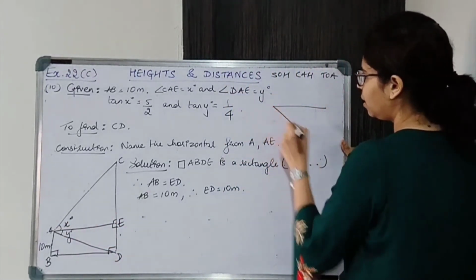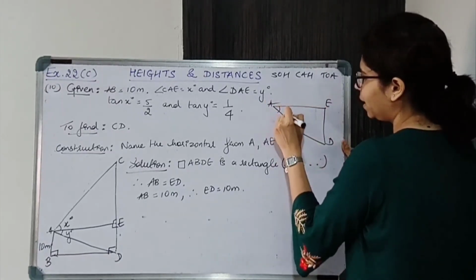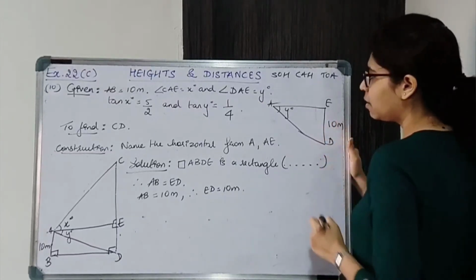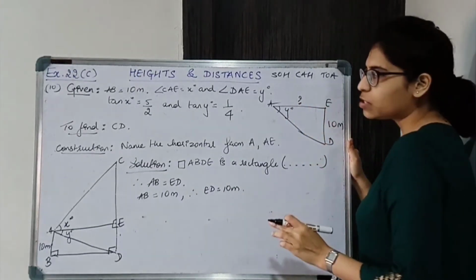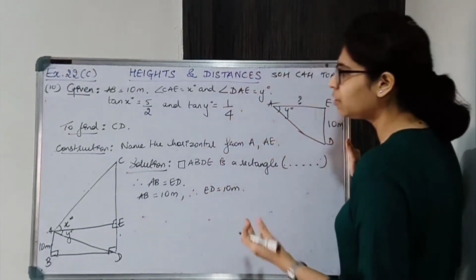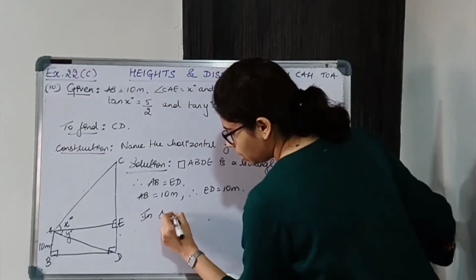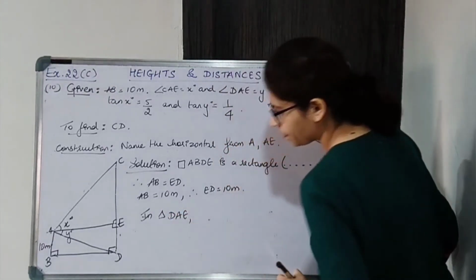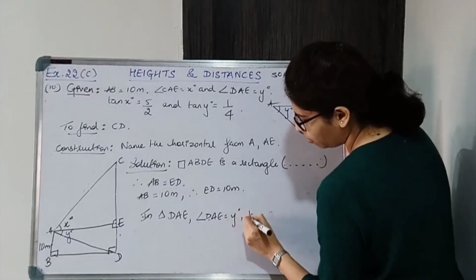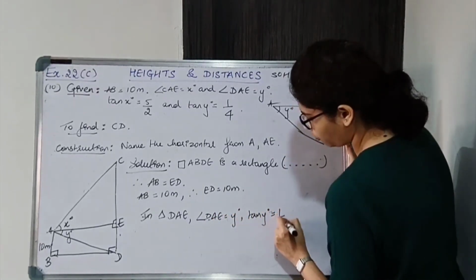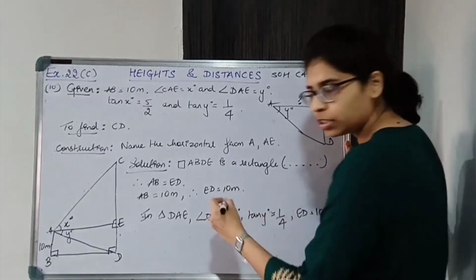So triangle DAE, there is angle DAE, this is y degrees, this is 10 meters. We need to find AE. So we know the angle's opposite and the angle's adjacent. Okay, so opposite and adjacent, that is tan of the angle, which we are already given. So in triangle DAE, angle DAE is equal to y degrees, tan of the angle is 1/4 and ED is equal to 10 meters. Okay, write down all the given information.